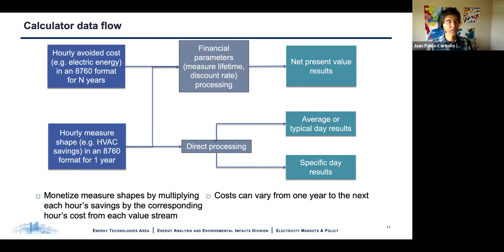To the center of this diagram, you see some of the processing that happens. In one case, we fold in financial parameters like a measure lifetime and a discount rate to produce net present value calculations. And then on the other, we directly process measure shapes and avoided costs to produce average or typical day results and specific day results, where you can visualize what's going on in a given time frame. And we'll show some of these later on.